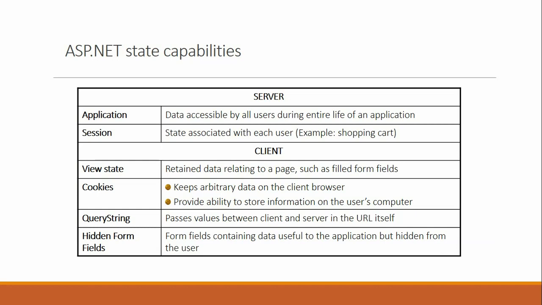Third one, query string, passes values between client and server in the URL. This is normally done using the GET method, if you remember. If you create an HTML form, take two inputs and press a submit button, then when we go to the next page, you can see in the URL a question mark, and then name equal to value and name equal to value. If you use POST, it won't be there, but in the GET method, you can pass it using the query string.